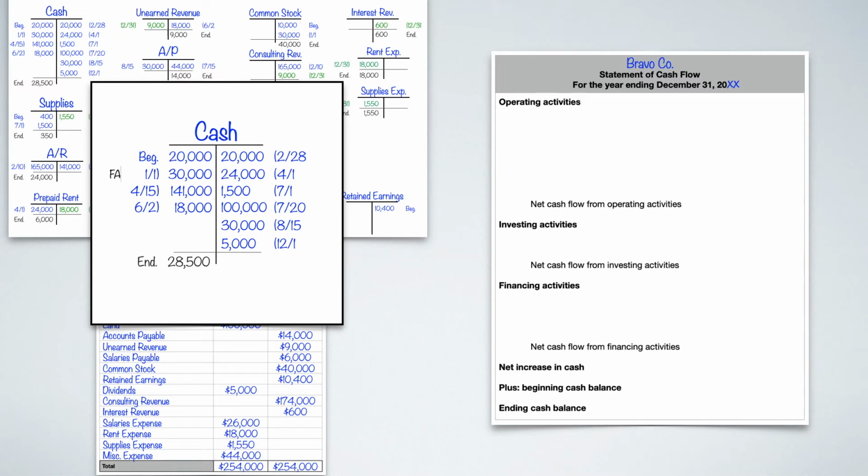1.1 was an FA because it was for common stock. 4.15 was a customer paying off their accounts receivable. 6.2 was a customer prepaying us. 2.28 was for salaries. And then we have 4.1, that was for rent. We prepaid rent. 7.1, we had supplies. 7.20 was for land. That was IA because it is land. 30,000 was for miscellaneous expenses that we were paying off an AP, an accounts payable. And then 12.1 was for dividends.